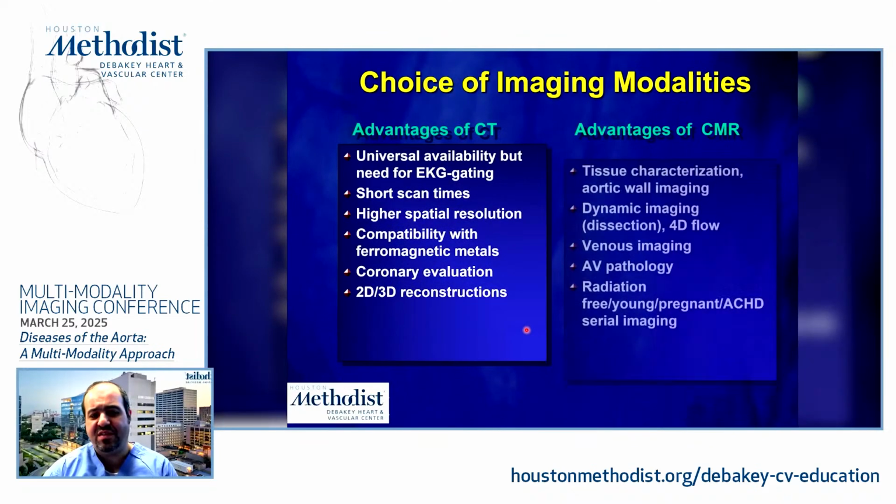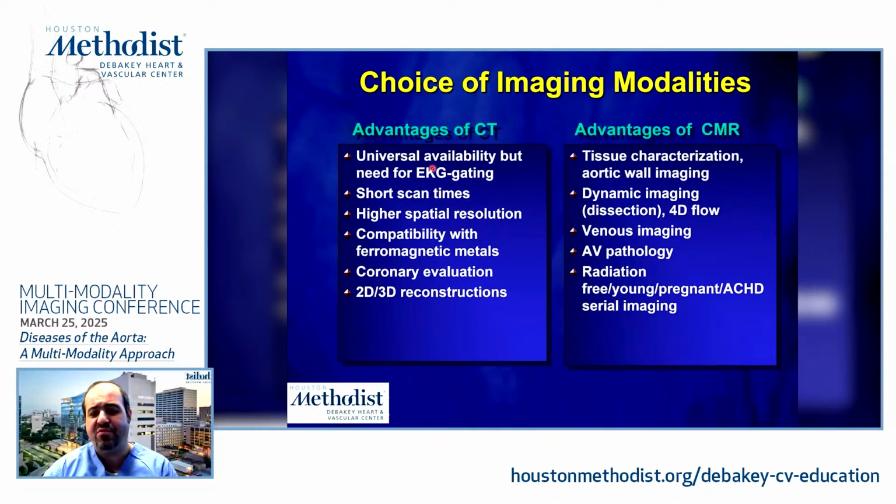A lot of advantages for CT, as we said, universally available, but we need that electrocardiogram gating. It has a relatively short scan time, a higher spatial resolution, coronary evaluation, but really the crux of the MRI is two things. Number one, you can get more tissue characterization if you're suspecting vasculitis or any disease that's involving the aortic wall, for example, intramural hematoma. Dynamic imaging, particularly with dissection, because although you can do dynamic imaging with CT, you're going to expose the patient to more radiation.